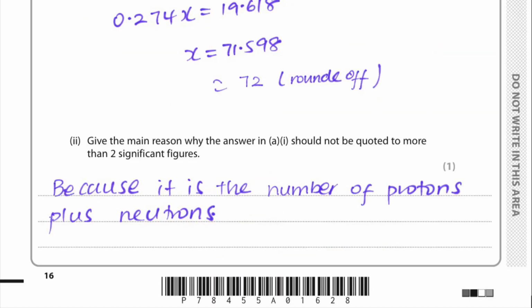Next they say, give the main reason why the answer above should not be quoted to more than 2 significant figures. Simple, because a mass number is always a whole number. It's the total number of protons plus neutrons. So it shouldn't be in decimals or given to unnecessary significant figures.